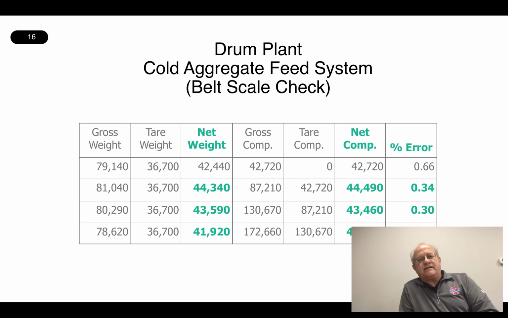The second line there, gross weight of the truck, 81,040 pounds, minus the tare, equals 44,340. The computer thought that time, when they ran the material up the belt into the truck, they put in 44,490, which is a difference of 150 pounds. So 150 divided by 44,340 is a 0.34% error.